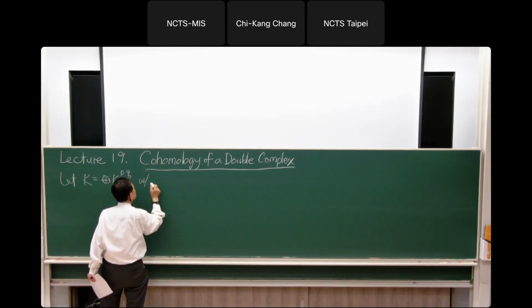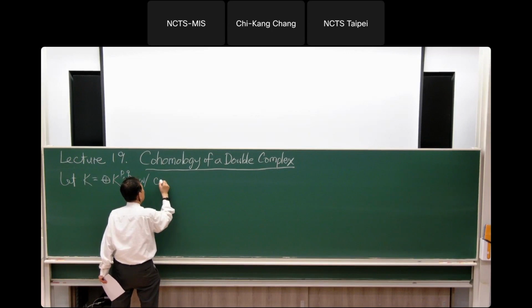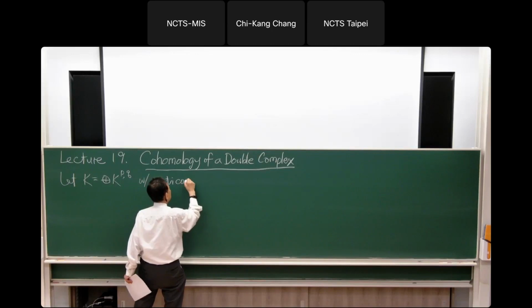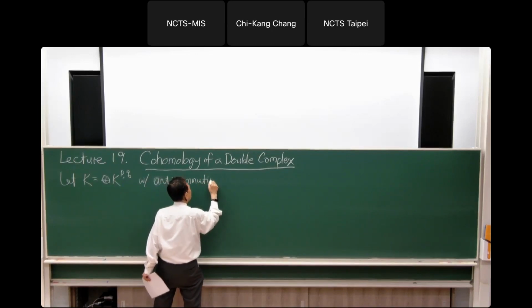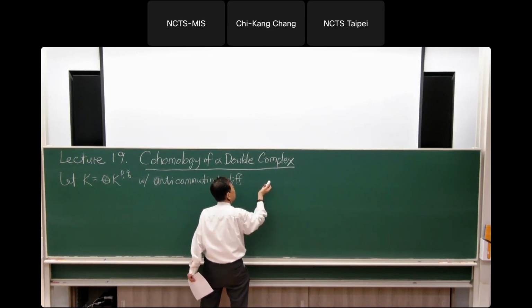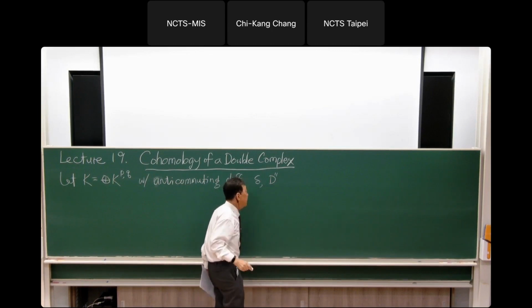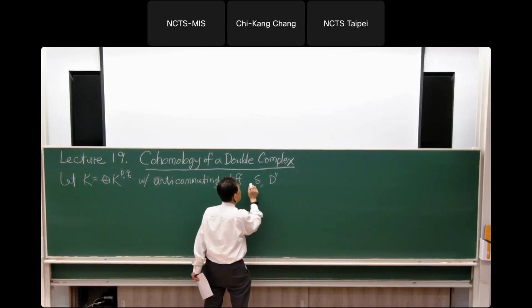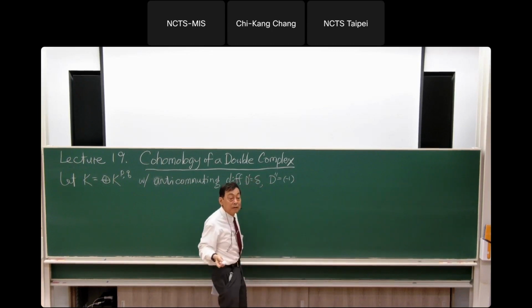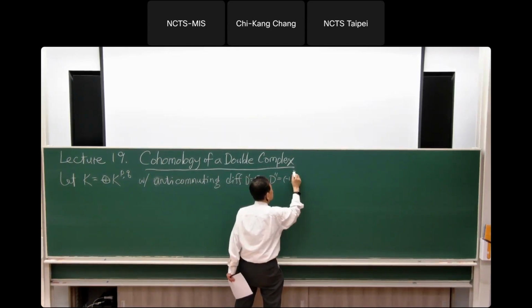With anti-commuting differentials. One of them we call delta, that is d prime, right? And d double prime we're going to write as (-1)^p d.